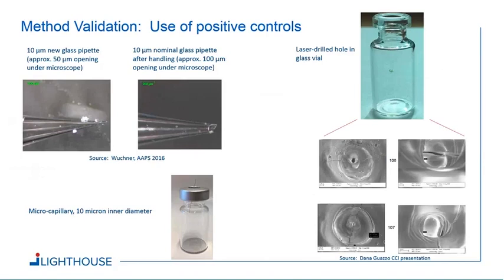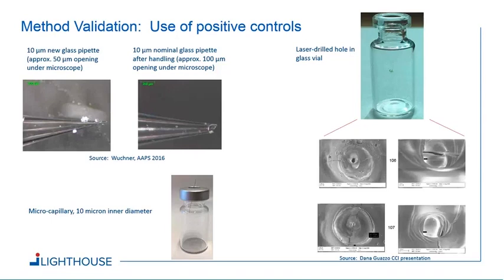Here are some pictures of some other controls, positive controls for CCI defects. A glass pipette here, which is a tapered glass tube, and you see at the very tip you can have a micron-sized opening. These are very delicate, however, and you see here how the tip has been damaged and starts to enlarge.